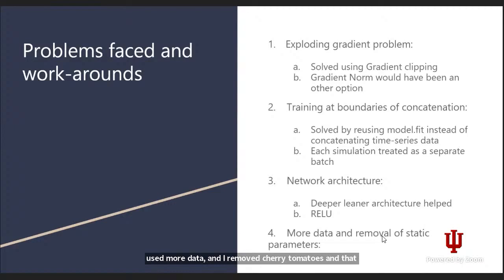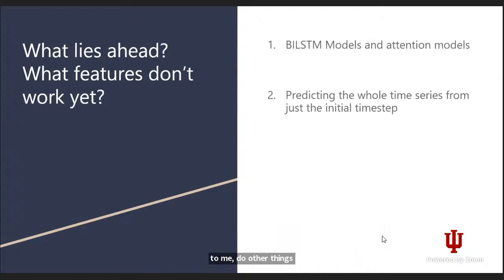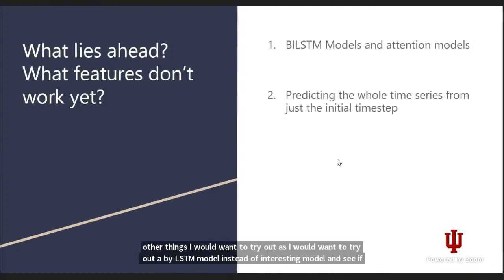So last time, if you remember, I think we were getting good results in only probably like 20% of the cases. Here, I think we are getting decent results in about 60% of cases, and we have only increased the amount of data by a factor of 10. So that seems promising to me. Two other things I would want to try out is a bi-LSTM model instead of an LSTM model, and see if that is improving the performance. And second thing is, as I mentioned in the beginning, just starting from one single time step and predicting everything that comes ahead. Yeah, so that's all I've covered.